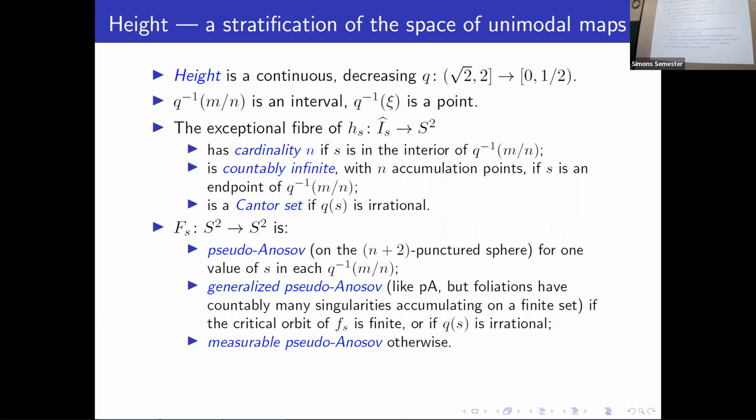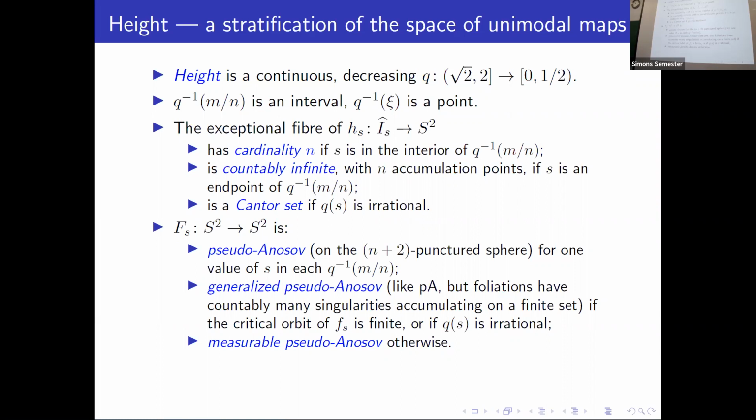As you move to the endpoint of one of these rational height parameter intervals, the fiber is countably infinite. And as you might guess, the other case is where the height is irrational. So these are the isolated parameters, a particular irrational height. And then the exceptional fiber is going to be a Cantor set, which is rotated around with that rotation.